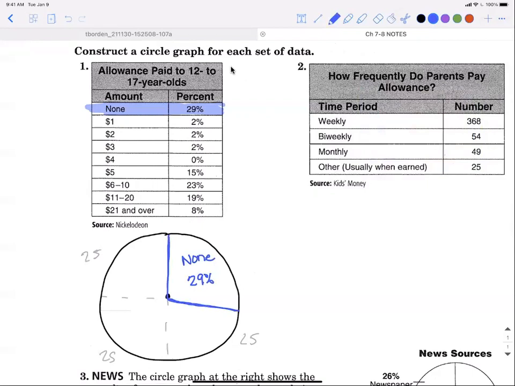Okay. All right. If you think of what half the pie is, that's 50, right? Well, I just took up 29%. What does that leave for the other half of the pie? What's 50 minus 29?